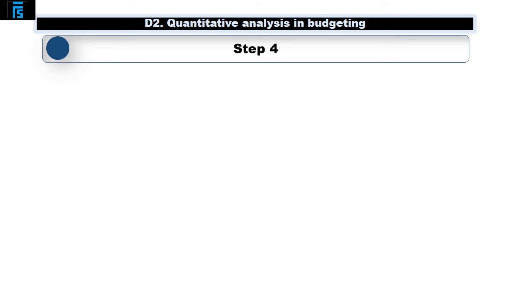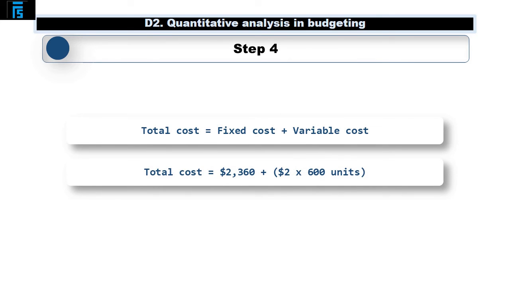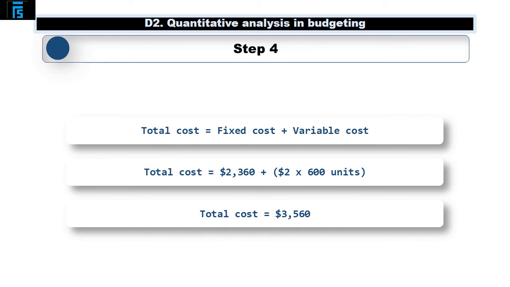Step 4 is to use the variable cost and the fixed cost to forecast the total cost for a specific level of activity. We are required to calculate the total costs assuming 600 units of production. Total cost is equal to fixed plus variable. So total cost is equal to 2,360 plus $2 for each of the 600 units of production. Total cost is equal to 3,560.